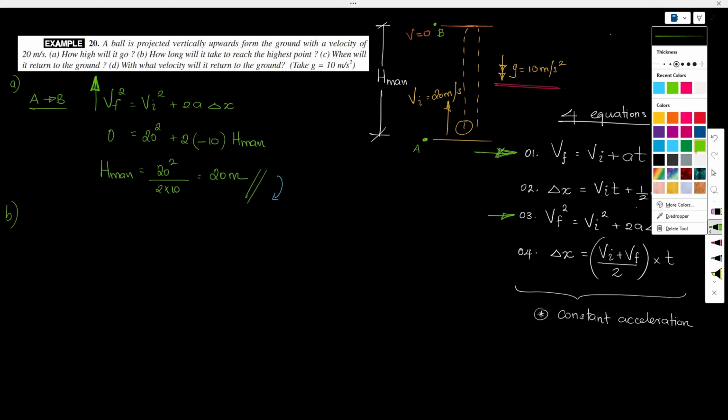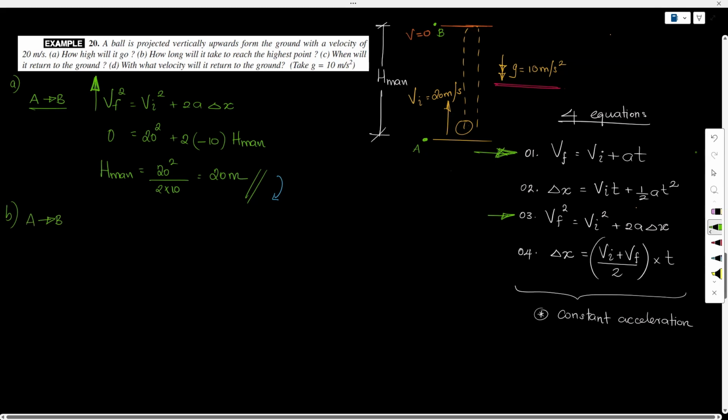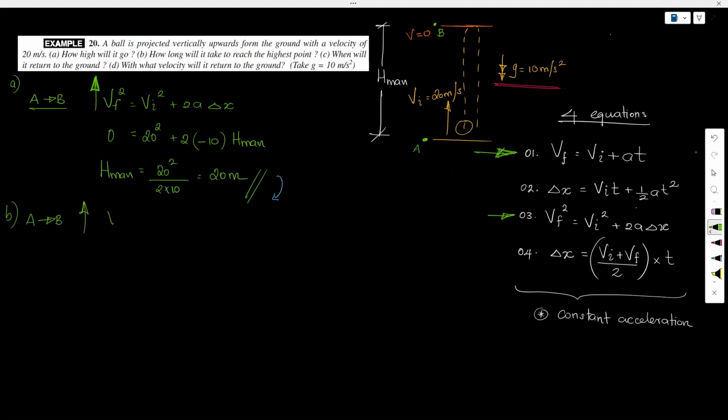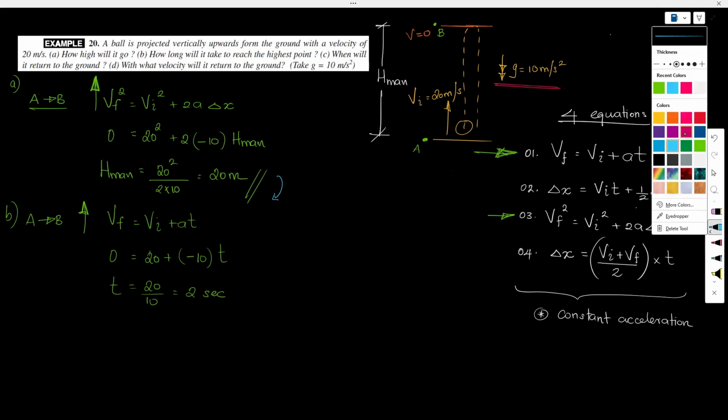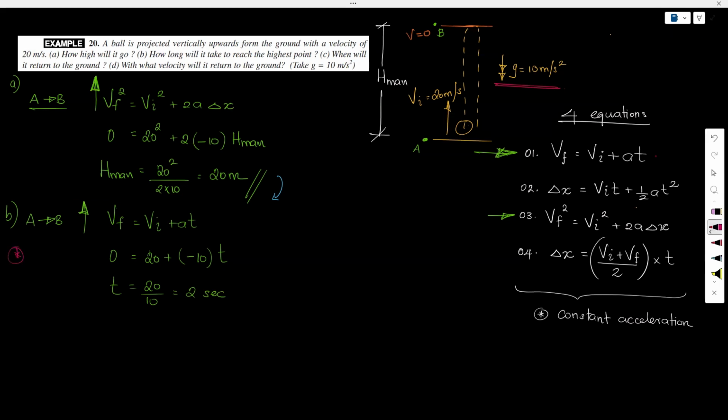So here also I'm going to use it from point A to point B, in the upward direction, with the first equation, Vf equals Vi plus At. The final velocity at the highest point is 0. Initial velocity is pointing upwards, so it is positive 20, plus acceleration is pointing downwards. I'm considering anything up as positive, so it is minus 10, and time is what I do not know. So time is 20 divided by 10, which is 2 seconds. There is a shortcut to find this, and I will go through that shortcut in a bit.